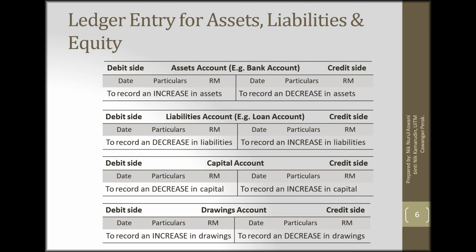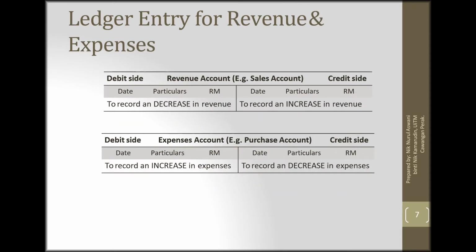Next. Okay, a revenue account sits together with the equity and liability. Therefore, any increase in revenue will be credited. Okay, decrease in revenue will be debited. For the expense account, okay, this one is similar to asset account. All right, so any increase in expense account will be debited, while decrease in expense account will be credited. Next.